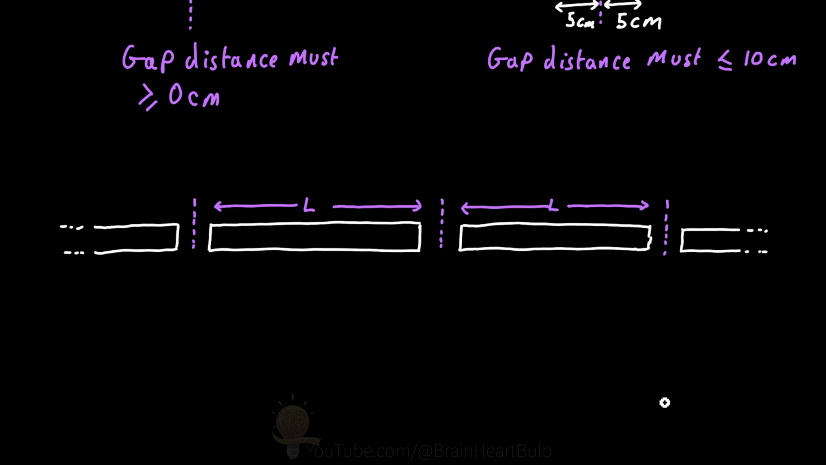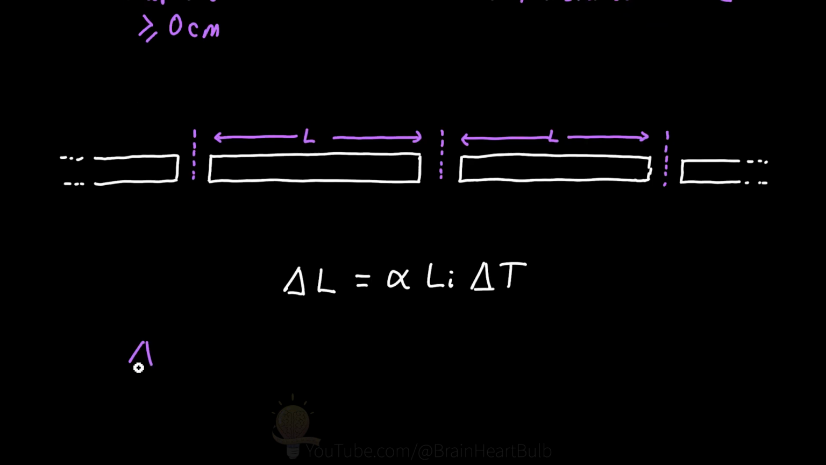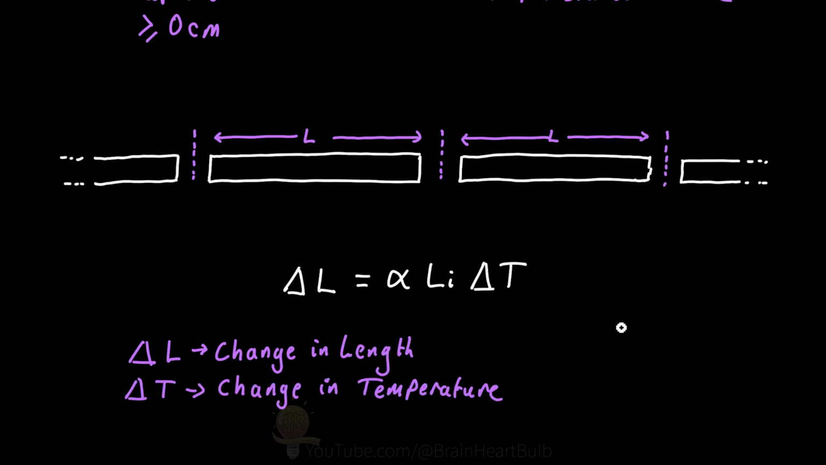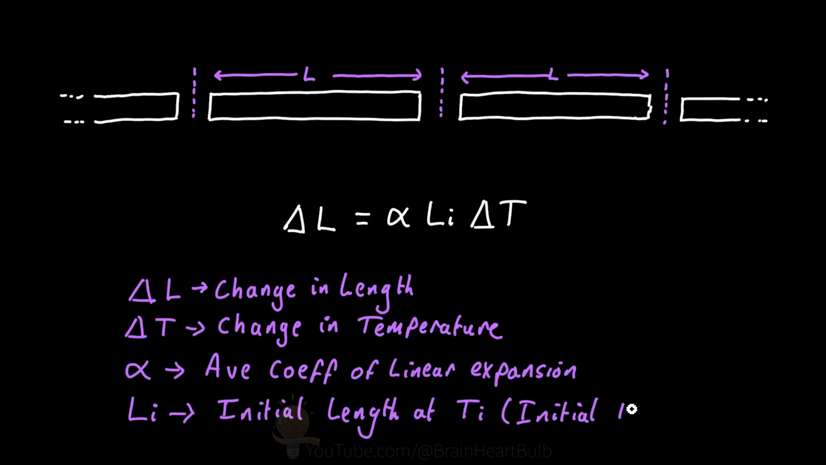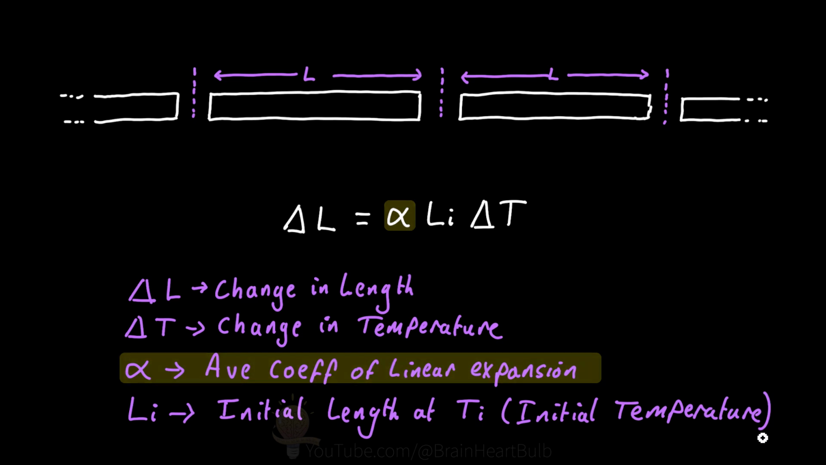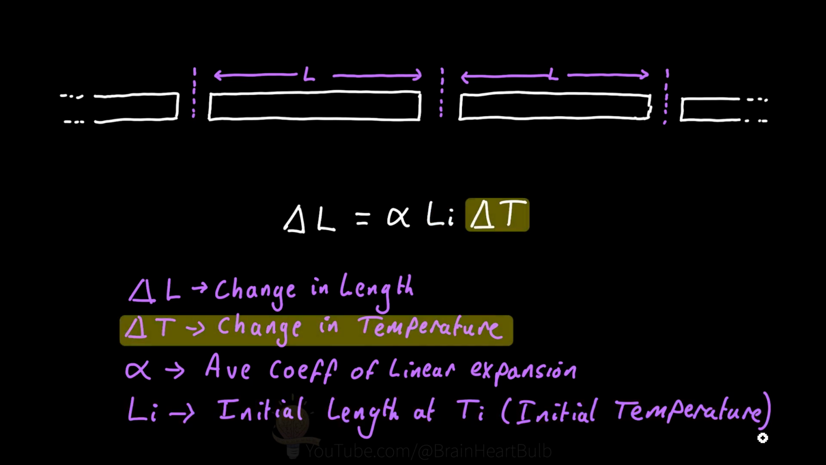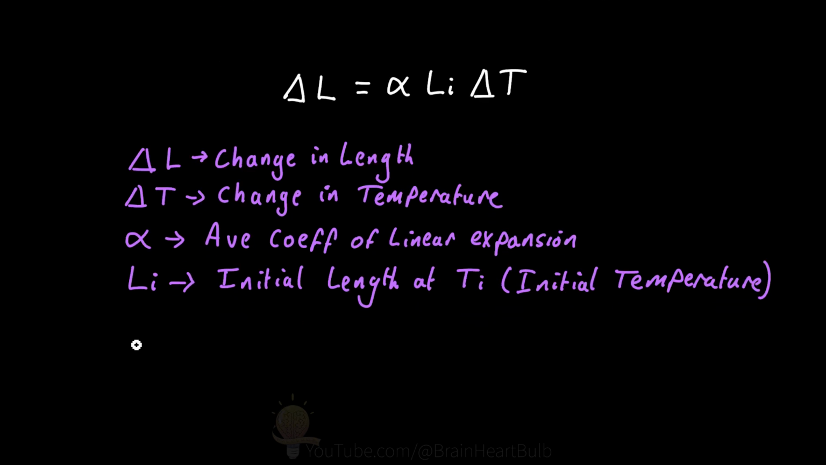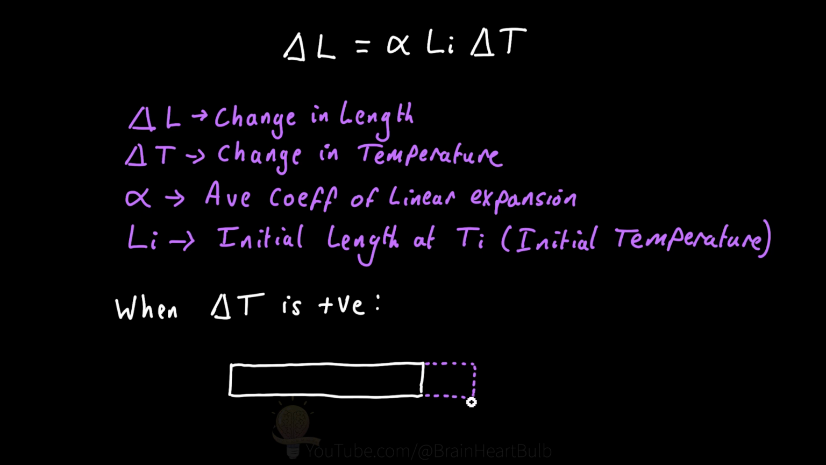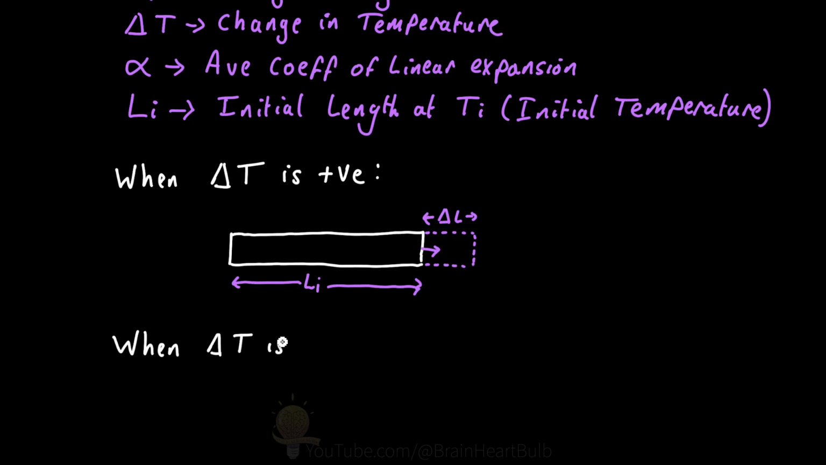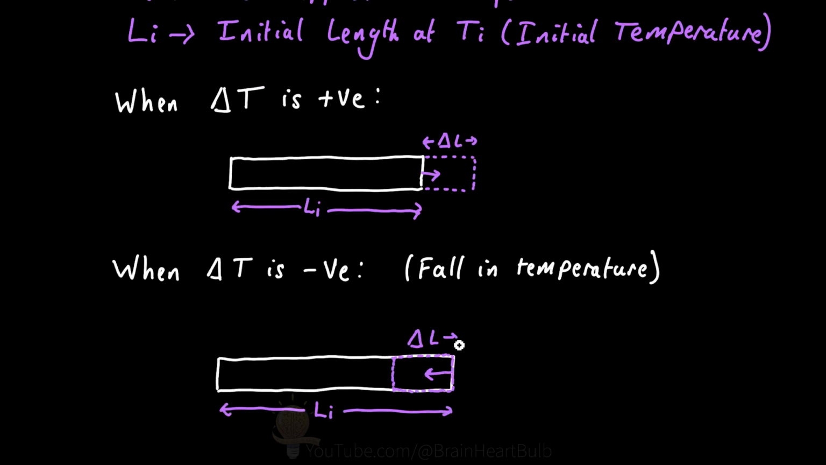Now, the change in length of an object is directly proportional to the change in its temperature and can be expressed with this equation, where the change in length, delta L, is equal to the average coefficient of linear expansion for this particular material, alpha, times Li, which is the initial length of the material, times delta T, which is the change in temperature. And for most materials, the length will increase when the temperature increases. But if the temperature decreases, the length will decrease by delta L.